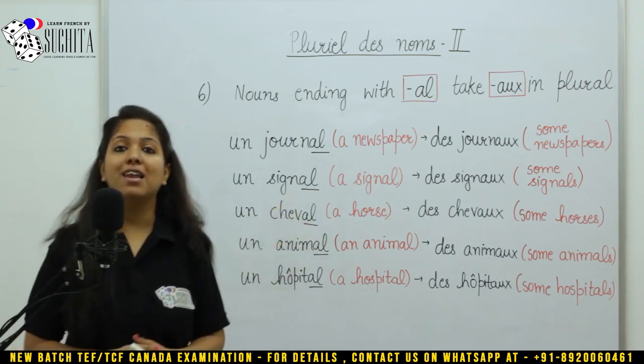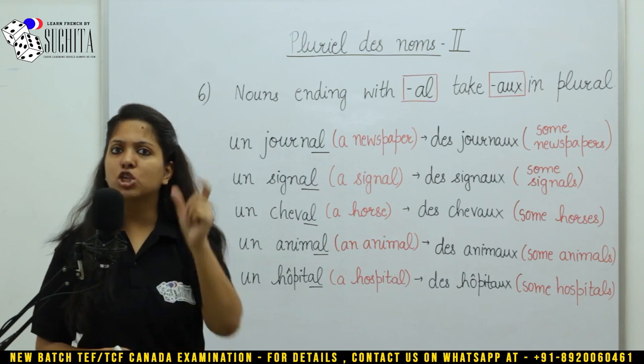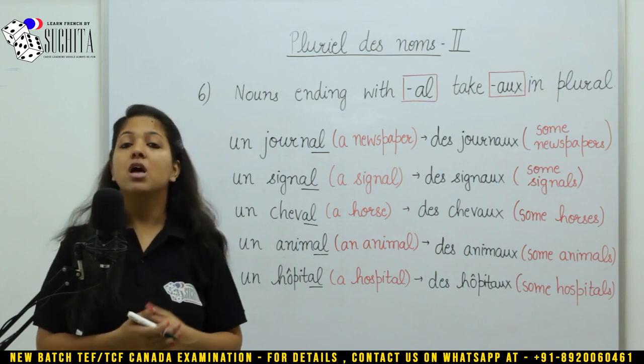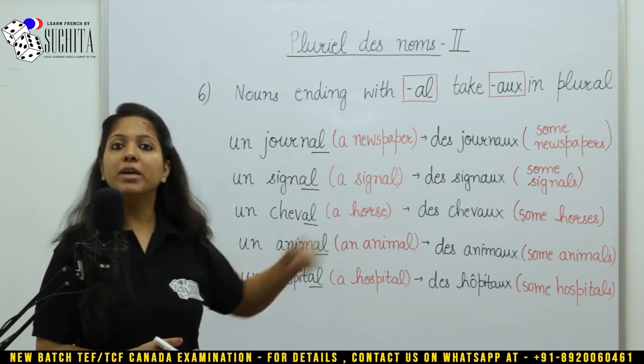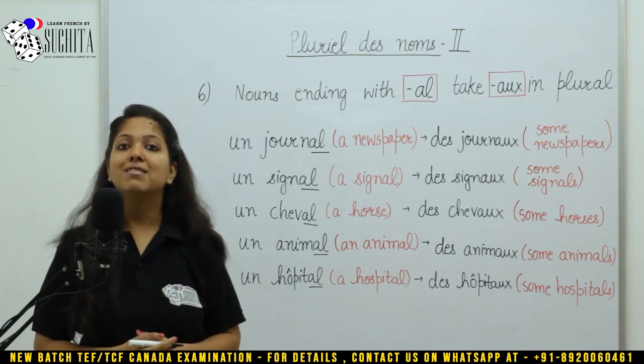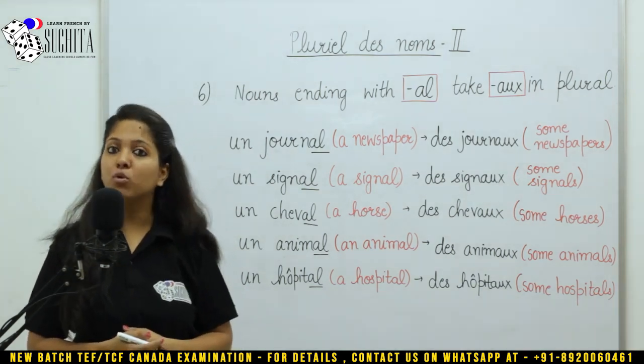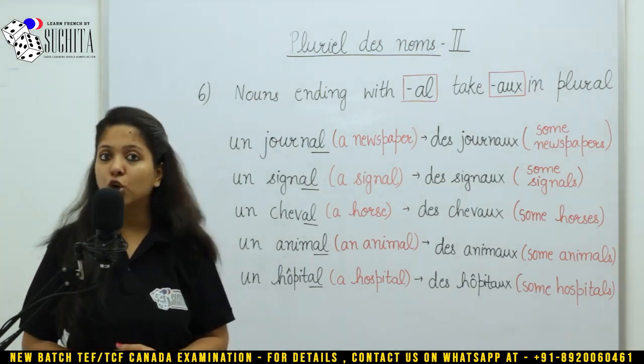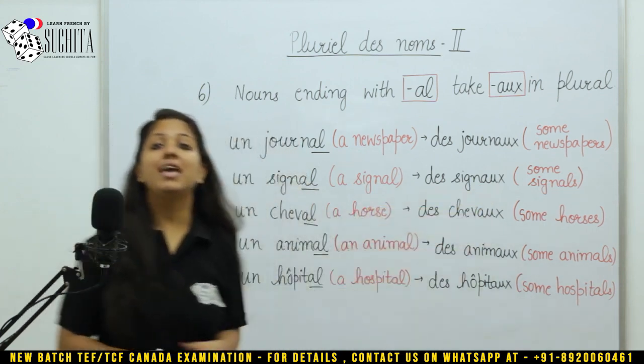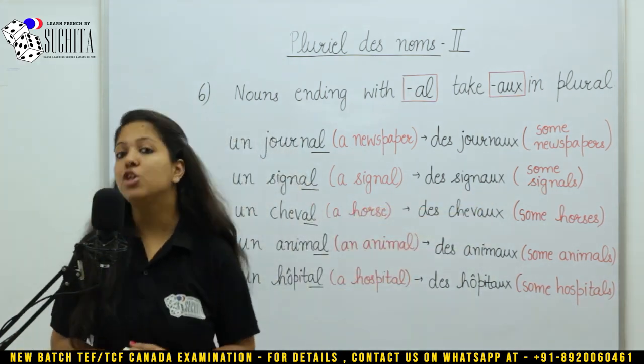Un signal. The combination GN, the sound is near. Un signal. In order to make it plural, it becomes des signaux. So you cut AL at the end and you add AUX to make it plural and it becomes some signals. Des signaux.